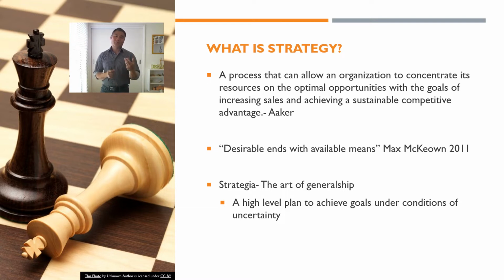And so strategia, or the art of generalship, talks about a high-level plan to achieve goals under conditions of uncertainty. So this is probably the first time where this idea of uncertainty is mentioned in terms of trying to define what strategy is. And in my opinion, the conditions of uncertainty is another critical component of strategy. So in the next slide, I'm going to talk about my thoughts on strategy and try to come up with a definition that I've cobbled together, having read and thought about strategy quite a lot.